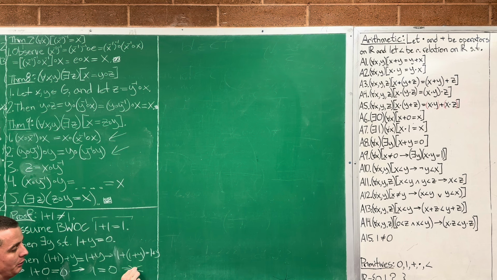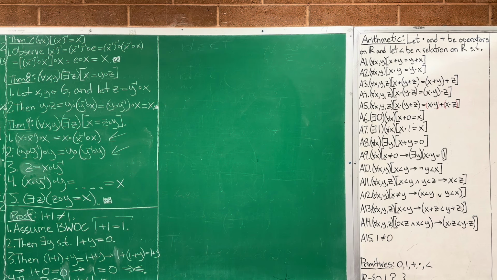Contradiction. Back and forth arrows means contradiction. Why is that a contradiction? Axiom 15 guarantees me 1 is not 0. We just got 1 is 0. Contradiction. Therefore, 1 plus 1 is not equal to 1. Oh, isn't that great to know? 1 plus 1 is in fact something different from 1.